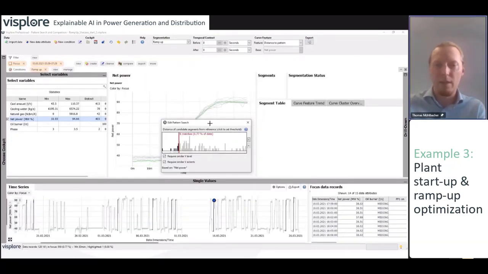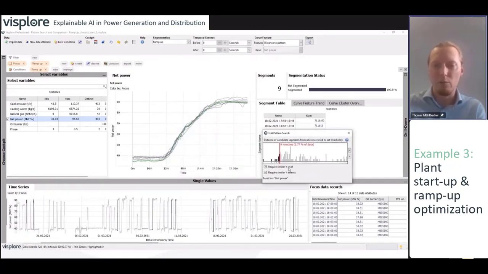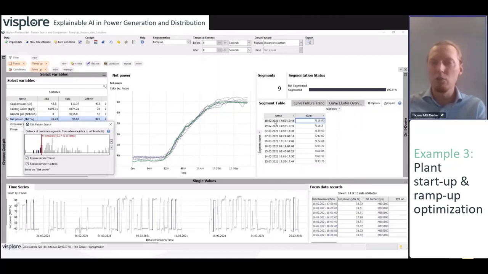All right. And this searches in this time series whenever a similar pattern occurs. By default, 9 patterns have been found. You see them here overlaid on top of each other. You also see them down here in the time series when they were. And here you also see the exact times when they happened and also some statistics for each of them.